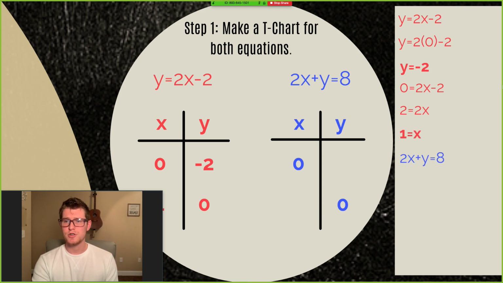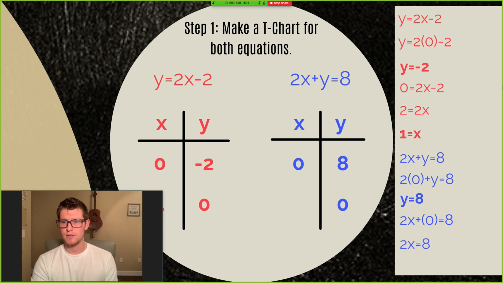So for the blue equation, we're doing the same thing. If x is 0, we will have 2 times 0 plus y equals 8. And then 2 times 0 is 0, so y is going to be equal to 8. Same thing for y. 2x plus y equals 8, which would be 2x plus 0 equals 8. So we're solving for x. We divide both sides by 2, and x becomes 4. So those are going to be the 4 points that we'll use, 2 per line, to plot our line.